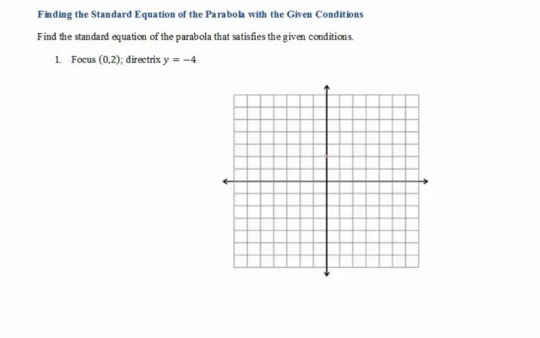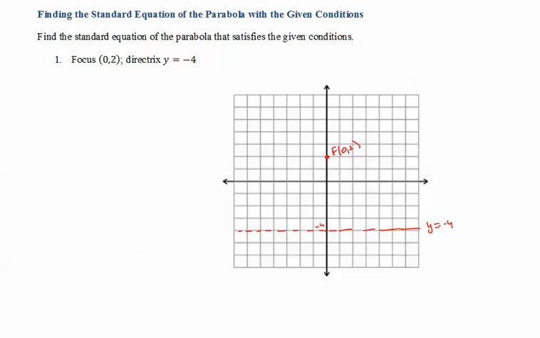So here is F (0, 2), and then the directrix is y equals negative 4. So this will be a horizontal line, y equals negative 4.